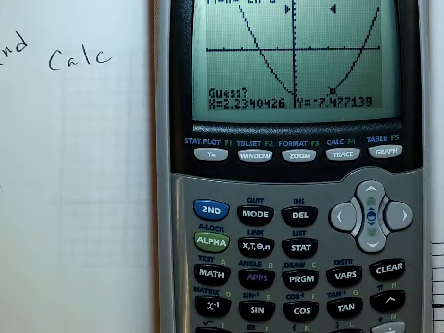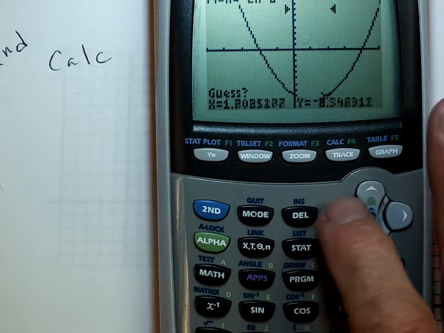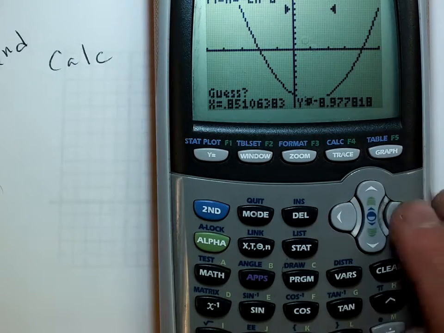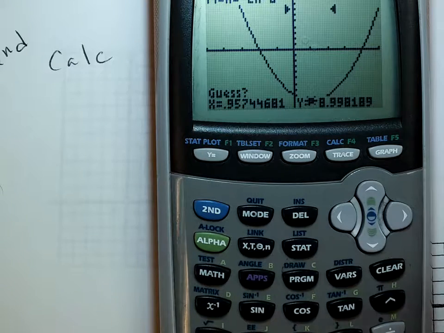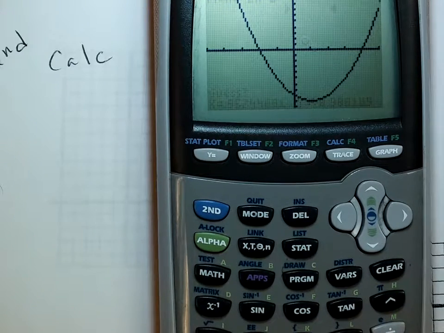Okay, so it says guess. So I'll go over, I think I would guess right about there. You don't have to guess. It's just the feature of the calculator. But I think it's right about there. Push enter and it's going to tell me exactly what it is.